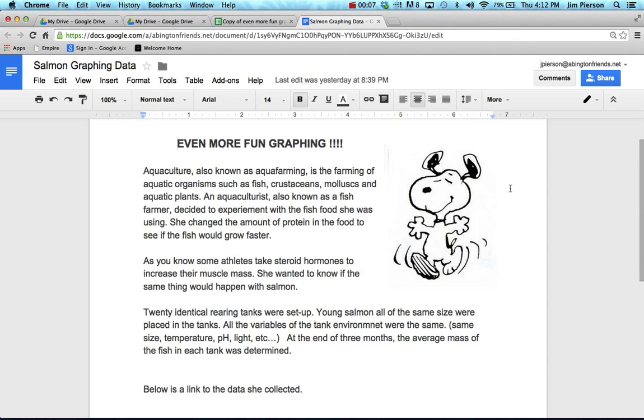In this situation, we have a researcher who wants to grow fish as fast as she can, and she noticed that when athletes take hormones, they bulk up and get bigger, so maybe the same thing can happen to fish. In addition to that, she also wanted to see what effect adding more protein in the diet would have on the fish growth.